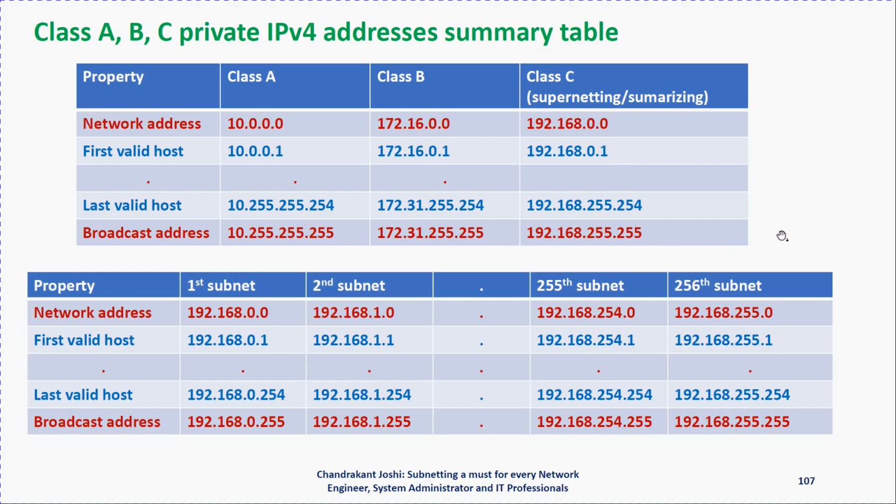Okay, let us now discuss them. So for class C, there are 256 different private subnets. For class A, only one. For class B, only one. And we know how to find these values.